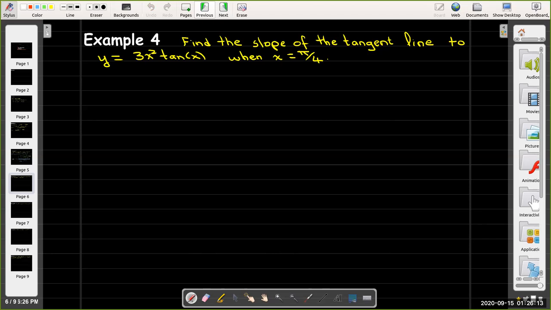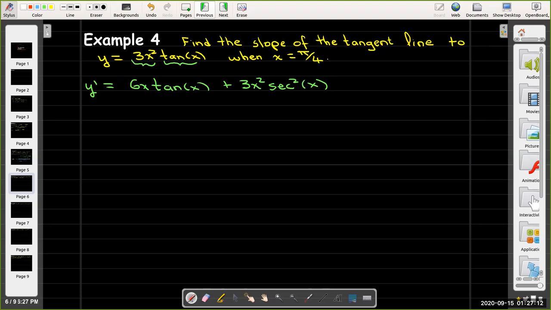All right, let's do one more and then we'll take a break. And I'll actually make a subsequent video with some more examples. So our question here is to find the slope of the tangent line to y equals 3x squared tangent of x when x equals pi over 4. So I'll need to find the derivative. So y prime equals, and what am I going to use here? I'll need to use the product rule. So the derivative of the first is 6x times the second, tangent of x, plus the first, 3x squared, times the derivative of tangent of x, which is secant squared x.